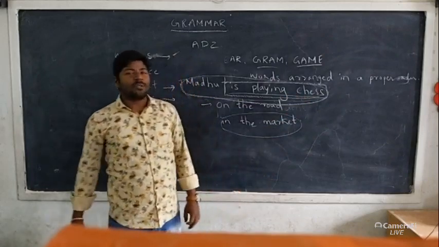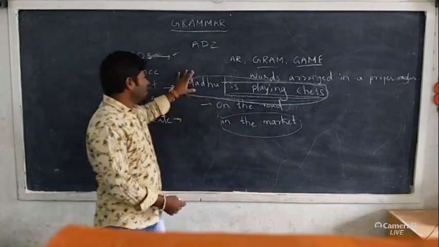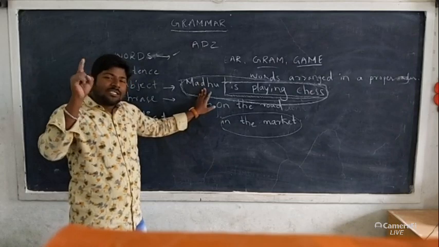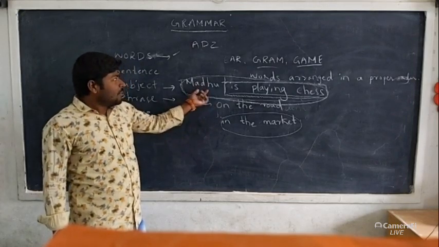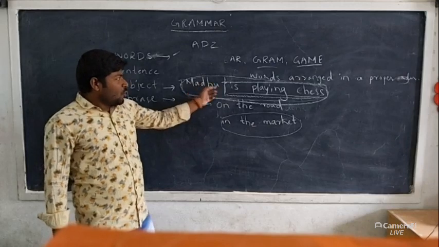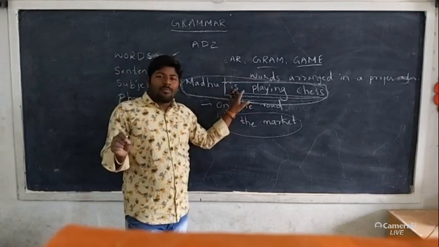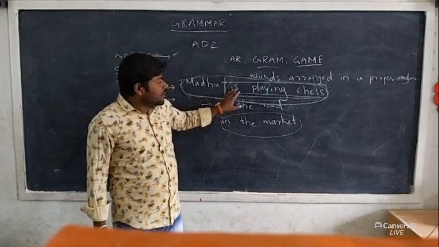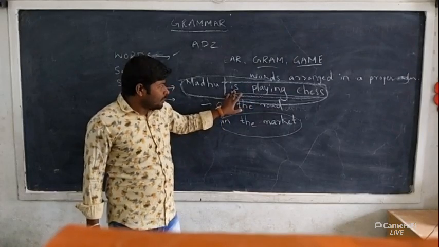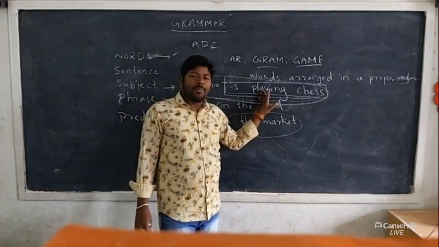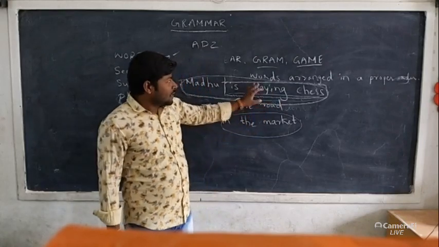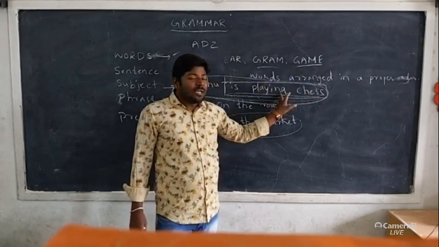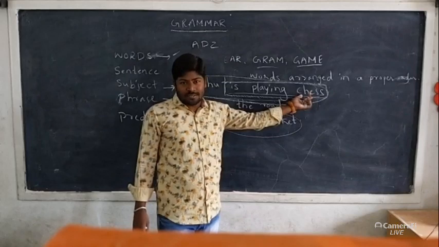Object has two types, direct object and indirect object. We learn that next. Here Madhu is the subject. What is a subject? Whom we talk about is called the subject. I am talking about Madhu. That is why Madhu is a subject. What is a helping verb? A helping verb is nothing but that which is helpful to the verb. So is is helpful to the verb. That is why is is a helping verb. Playing is a verb, and what follows the verb is called the object.